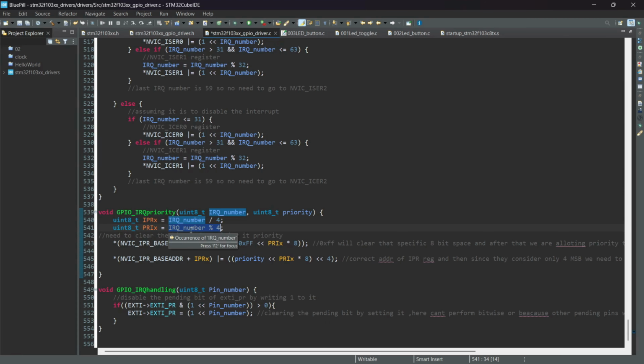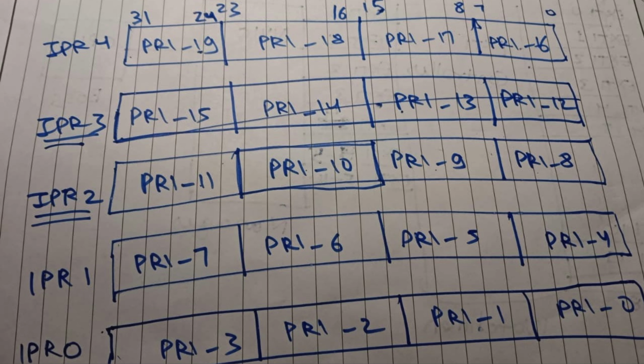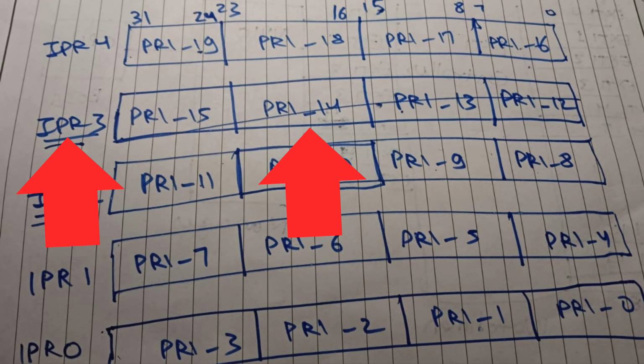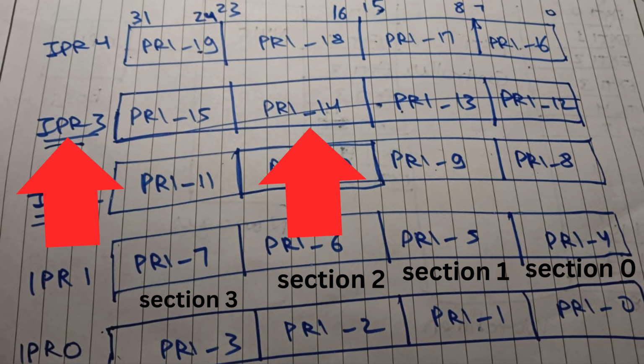Suppose we want to configure IRQ number 14. So 14 divided by 4 will give me 3, right? Since it's an integer, it will round off to 3. So I know that I need to configure the IPR3 register. And if I do 14 modulus 4, it will give me 2, meaning I need to configure the second section of that IPR register.